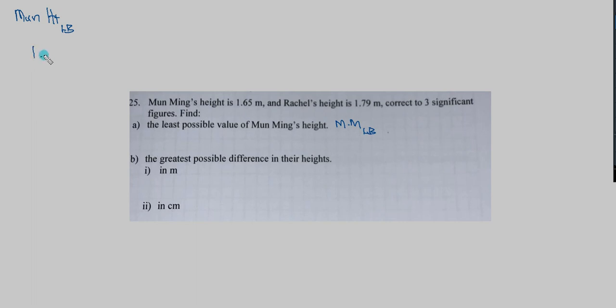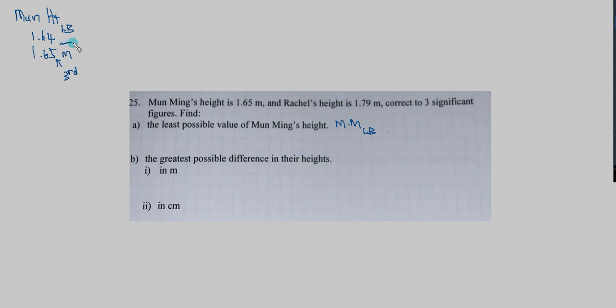Now what is this height? This height is 1.65 meter. Now what it's looking for is the number up to three significant figures. So we have to look at which position is the third significant figure. So this is the third significant figure. Okay, so what is the number before this? The number before this will be 1.64.